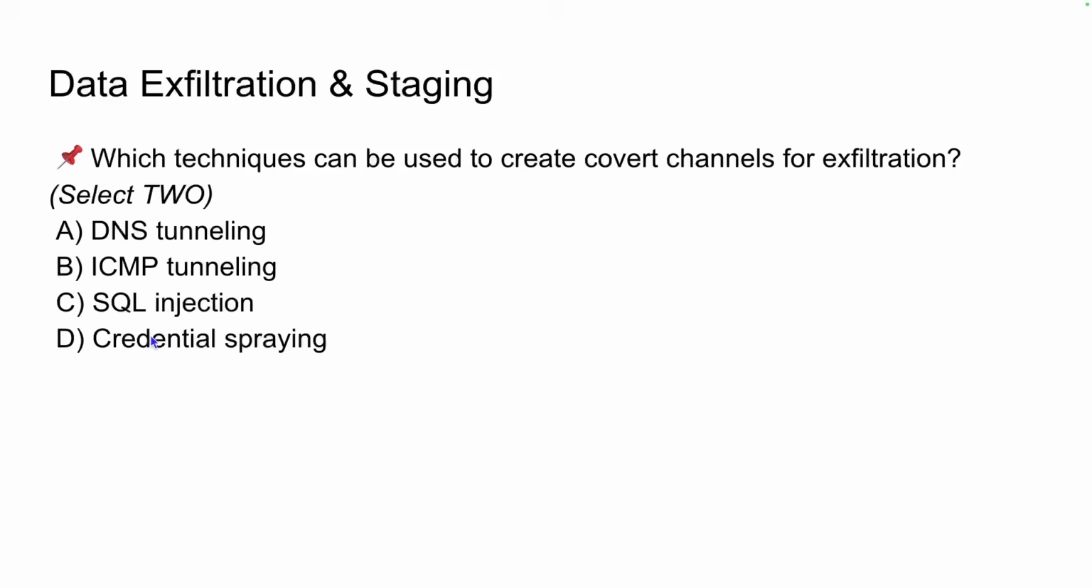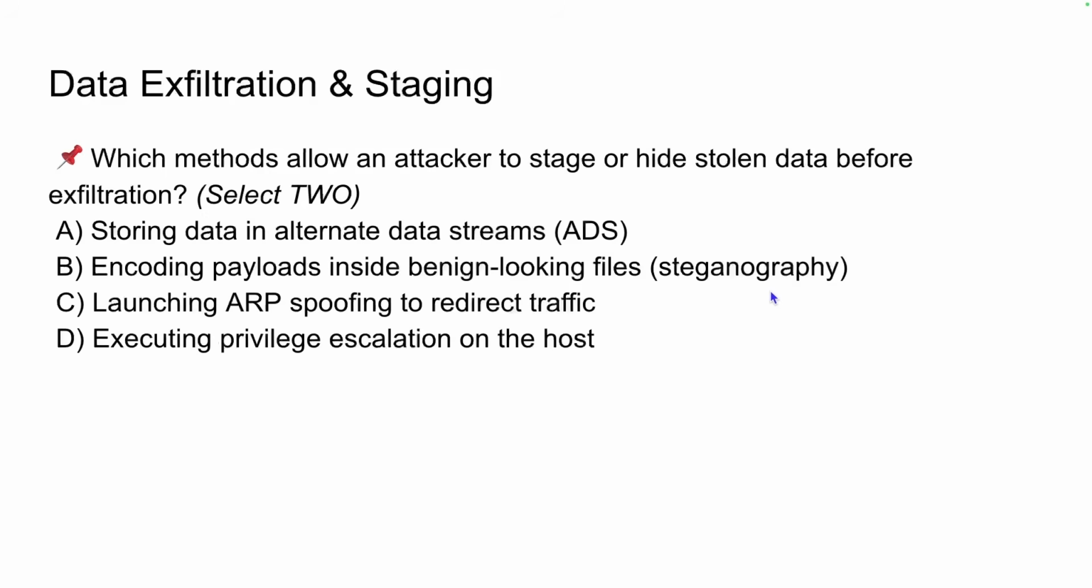So if we just did process of elimination, it's neither C nor D, so it would be A and B. But we've also talked about DNS tunneling and ICMP tunneling. So those would be to create covert channels for exfiltration.